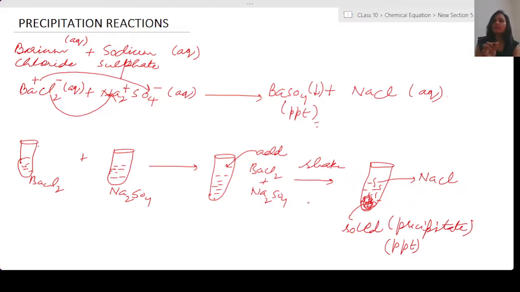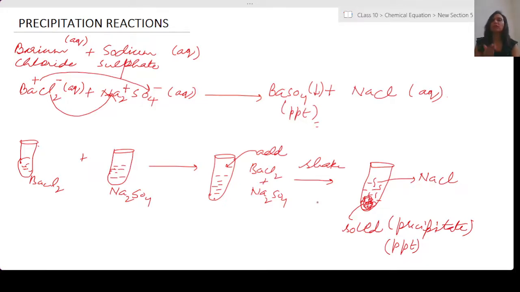A precipitation reaction is simply any type of reaction in which a precipitate or a solid is formed. A precipitation reaction can be a combination reaction, it can be a displacement reaction, it can be a double displacement reaction. If a precipitate is formed, then that reaction can also be called a precipitation reaction. And what is a precipitate? A precipitate is a solid thing which is formed as a product at the end of the reaction.